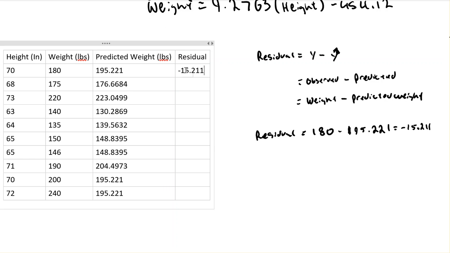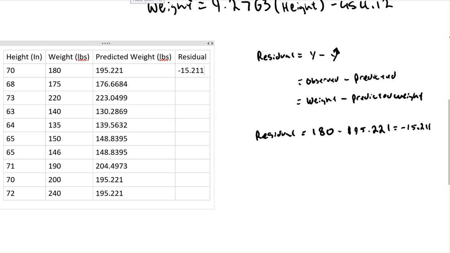So we can just think about this in terms of the context. If I take my actual weight, which is 180 pounds here, and subtract off the predicted weight of 195.221 pounds, then I'm going to get the difference in between that weight and the predicted weight. But whether it's a negative value or a positive value deals with, is my actual value larger or less than my predicted value? So in this case, because my actual value, my observed weight, was less than my predicted weight, I ended up with a negative value.